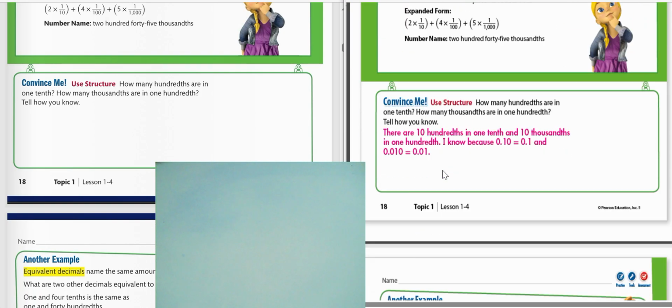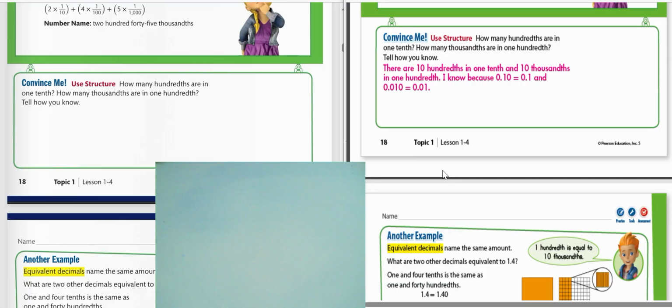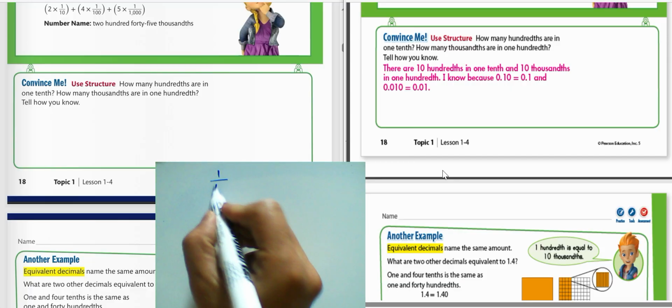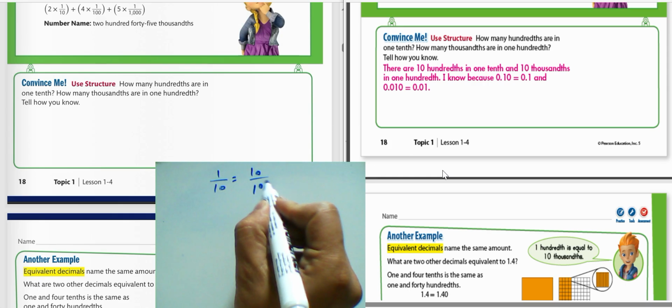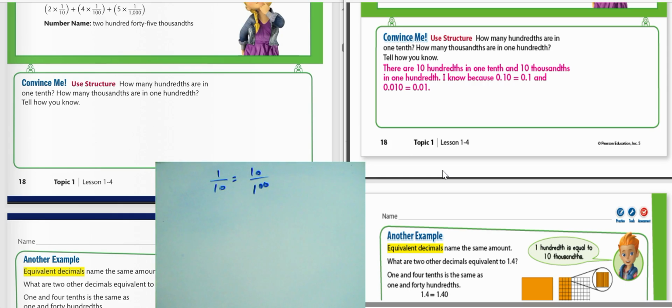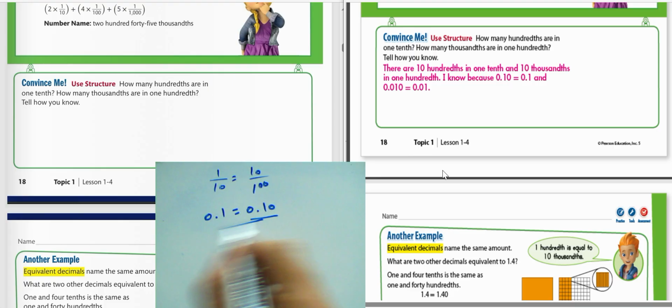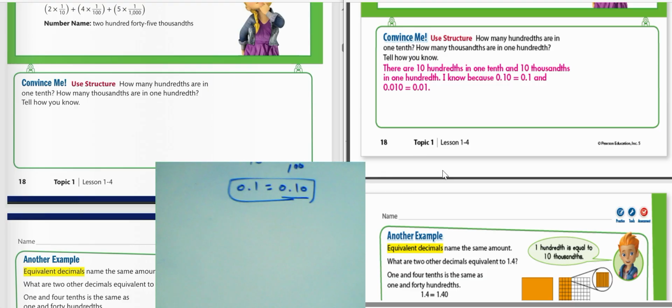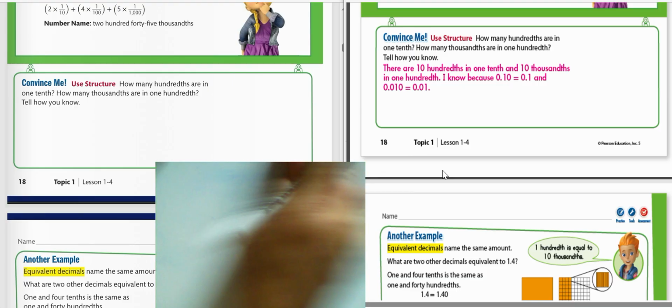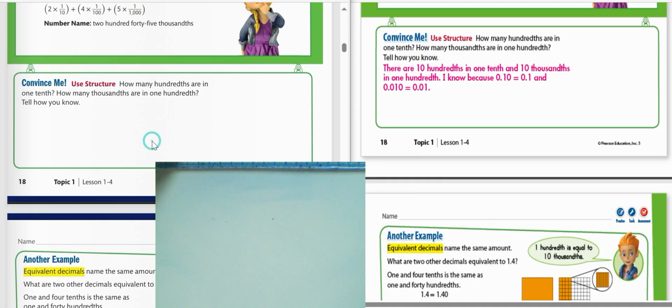Here we can write the answer. Relation between two numbers: there are 10 hundredths in 1 tenth, because 1 over 10 is equivalent to 10 over 100, multiplying by 10 the numerator and denominator. Then we can write 1 tenth is equivalent to 10 hundredths. They are equivalent. Okay, understood? Next question on the next page.